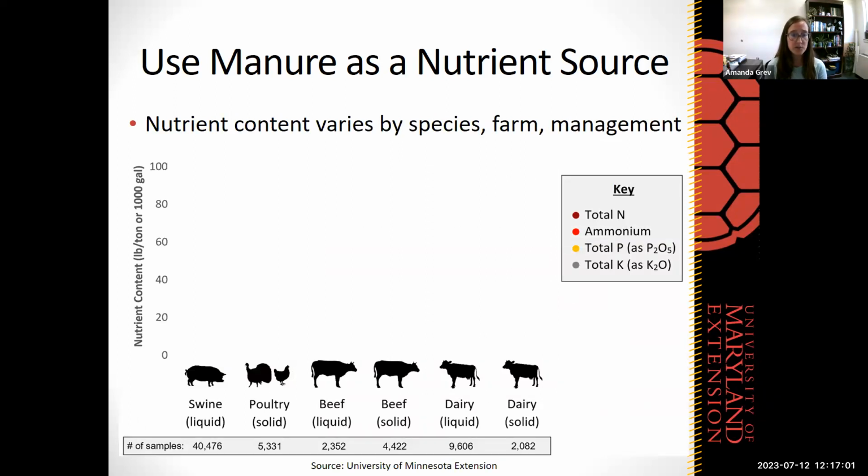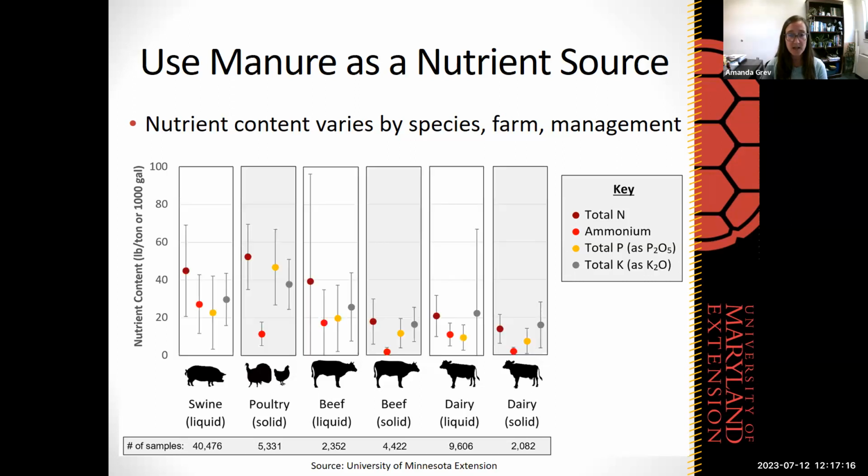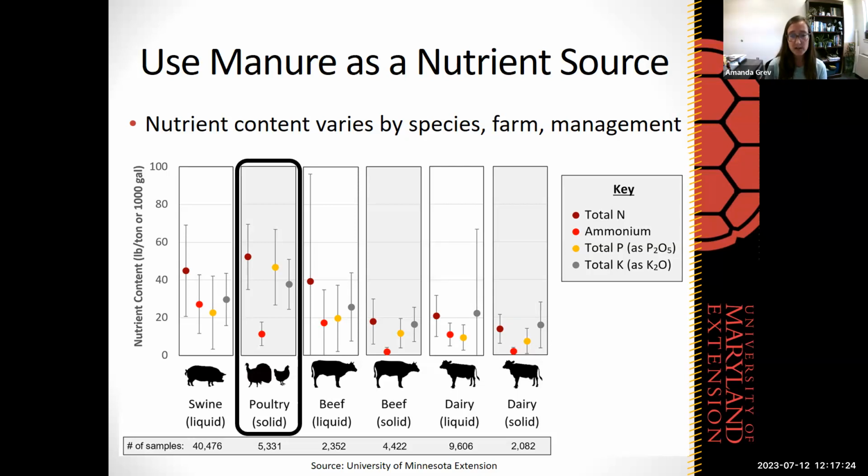We can also measure the nutrient content in our manure. So this is just a figure that I pulled that's showing some average nutrient contents of manure for different groups of species and different manure types, so liquid versus solid. And if we look at the nutrient content, I know this is a lot of information, but just looking on average across the board, we see that usually poultry manure, poultry litter, contains on average the highest concentration of nutrients compared to other livestock species. So poultry and swine are usually on the higher end compared to cattle manure.